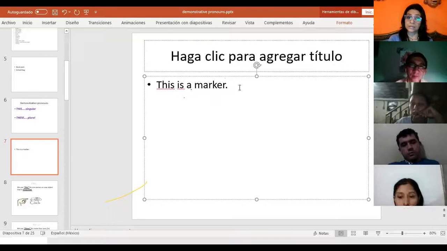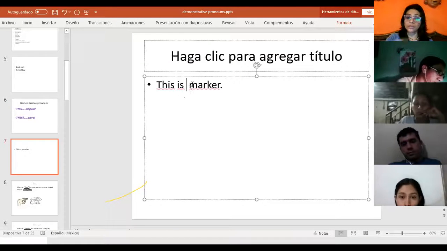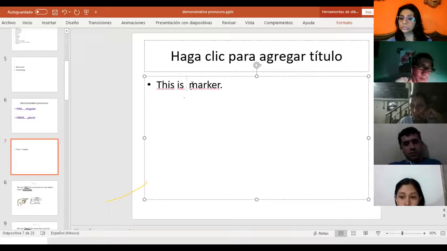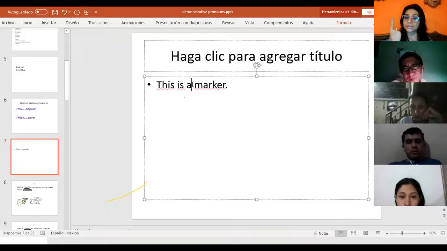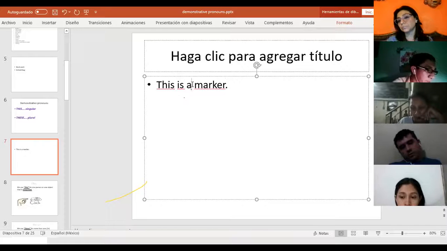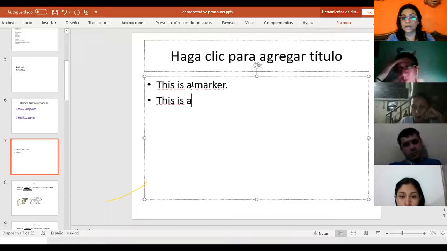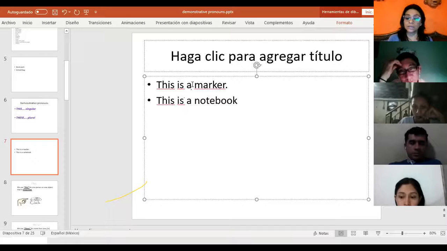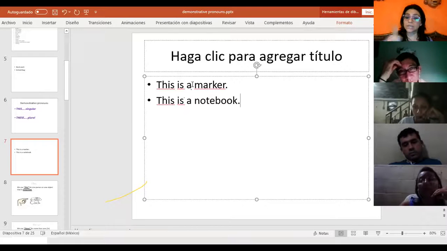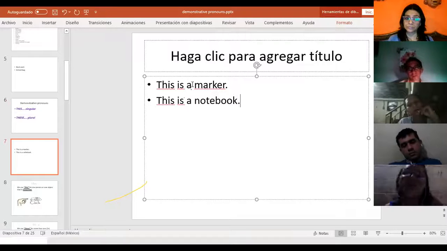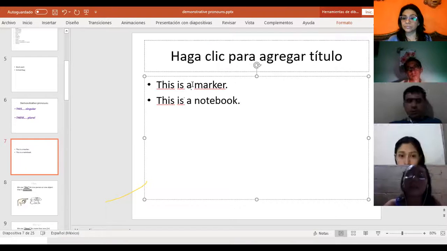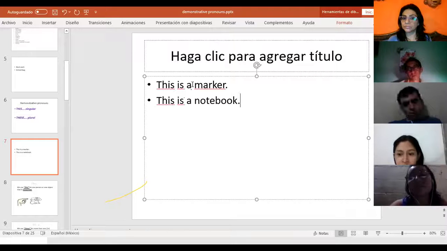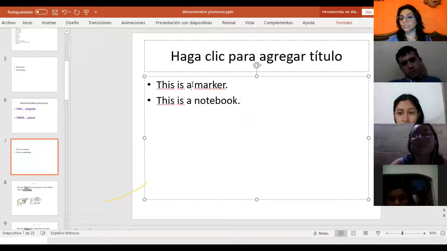All right, yes. This is. Si yo le quito esto, this is a marker, tampoco. All right, this is a marker because I'm talking about one. Yes? Or I say, for example, this is a notebook. Yeah? Only one. This is a book. Yes? Y eso significa uno. Sí, por singular. Is a. That's right. You can't use the contraction with this and is. This is a notebook.